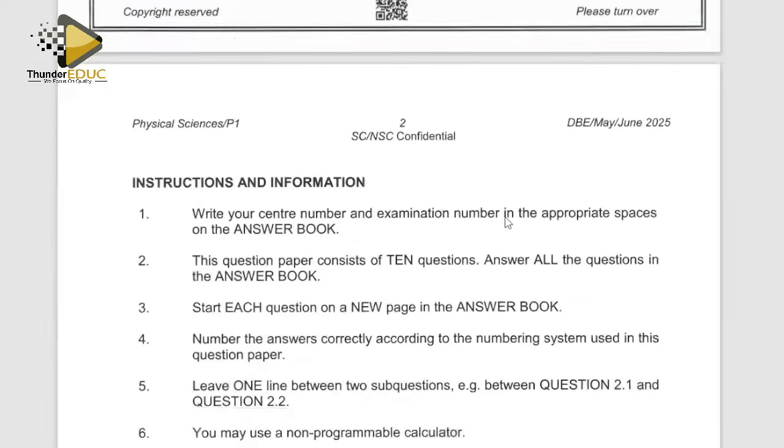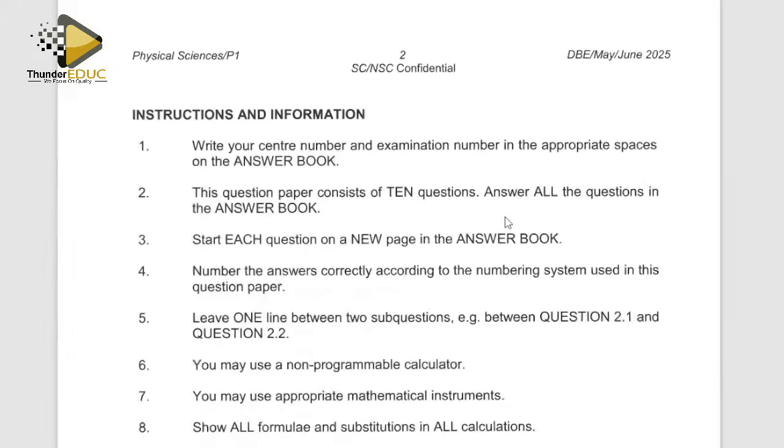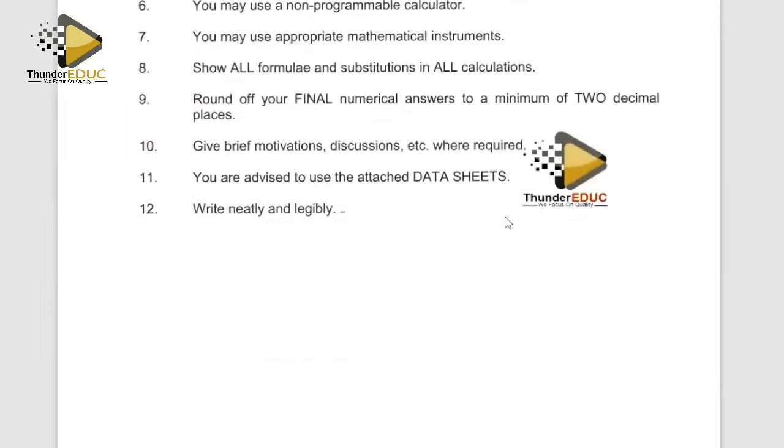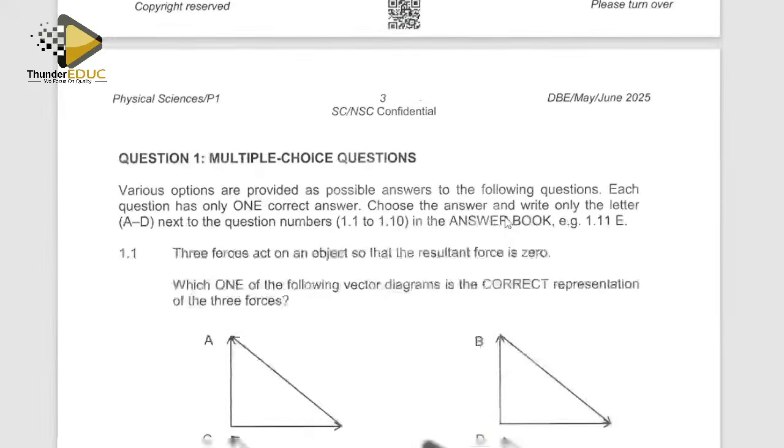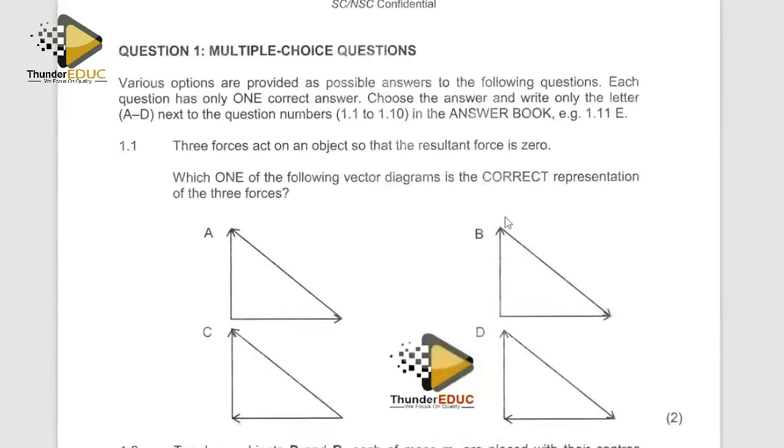Paper, we have 10 questions that we shall be looking at and exploring, okay? So with question number 1, which is the multiple choice, they're telling us that we have 4 options and we must choose the most correct option. Now we have 3 forces acting on an object as shown, so that the resultant force is 0. So each of the following vector diagrams is a correct representation.